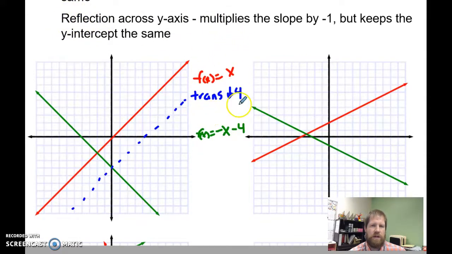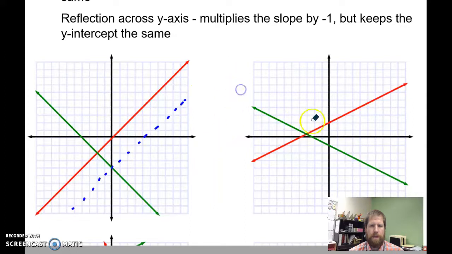So I have my translation down 4, and then a reflection across the y-axis. So that's the first one. Let's look at another one.